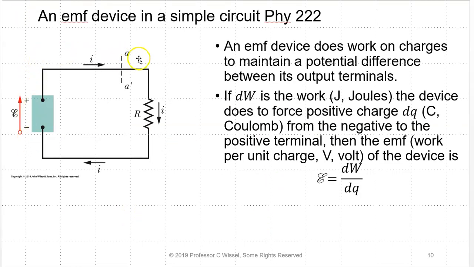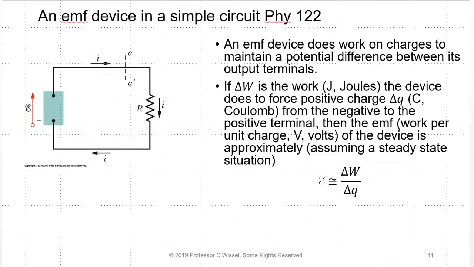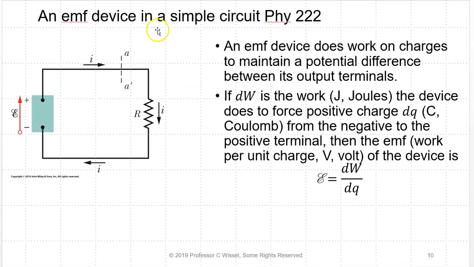Now, this is an EMF device in a simple circuit, and this is for Physics 222 students. If you are a Physics 122 student, that is an algebra-based student, please skip ahead one slide to number 11. If you are a Physics 222 student, which is calculus-based, then you're going to be starting here.